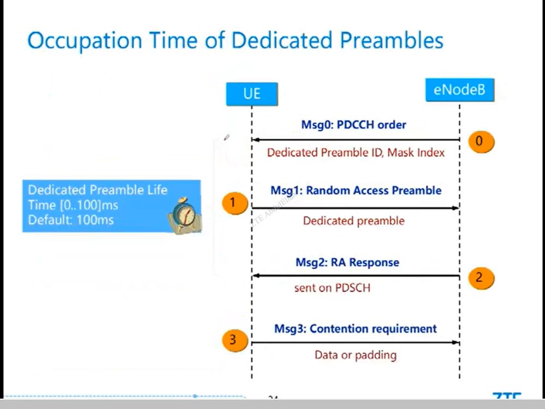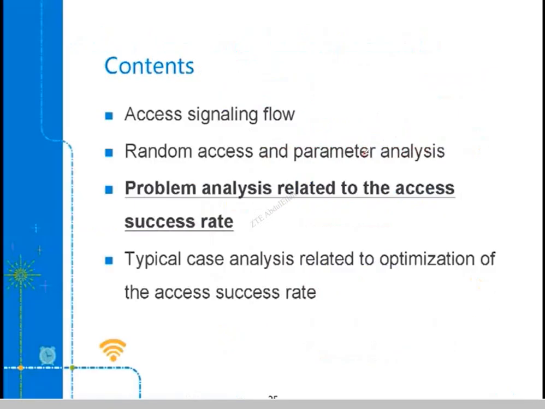And here is the life. It's the dedicated preamble life. So what does it mean? It means when I send out the preamble, this is the dedicated one. The eNodeB gave the UE this preamble in advance, but if the UE doesn't use this preamble to do the access after this time, this preamble will be useless. So this is the parameter.